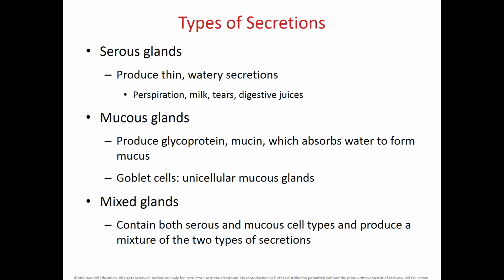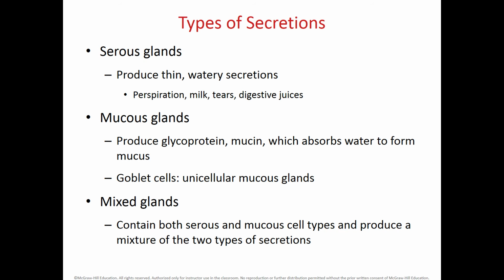Now, some glands produce a very thick secretion, which is mucus, in which you have a lot of glycoprotein, which is the part together with a protein called mucin that helps to absorb water to form mucus. And that's how the glands produce this mucus. So where do we have these mucus glands? Well, we have them in the oral cavity, some of the salivary glands, and also the goblet cells that are unicellular mucus glands that we have within the epithelial cells of the trachea and the respiratory tract.